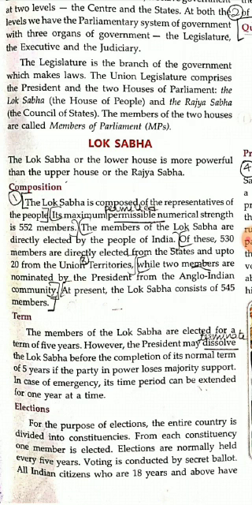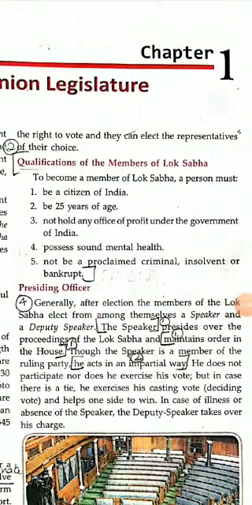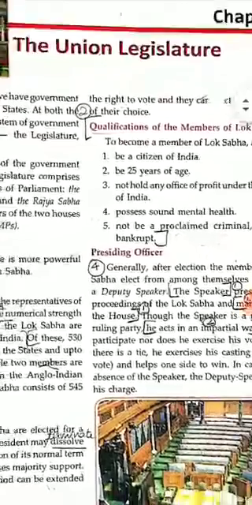All Indian citizens who are 18 years and above have the right to vote and they can elect the representatives of their choice. So every individual who is 18 or above has the right to vote and can choose the representatives of their own choice. This is not strictly imposed on them, but they have the right to choose their representatives. So this is about the election system in the country.